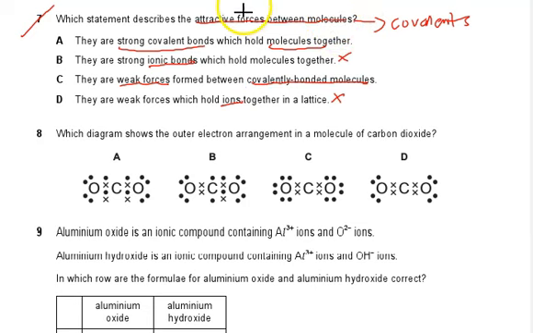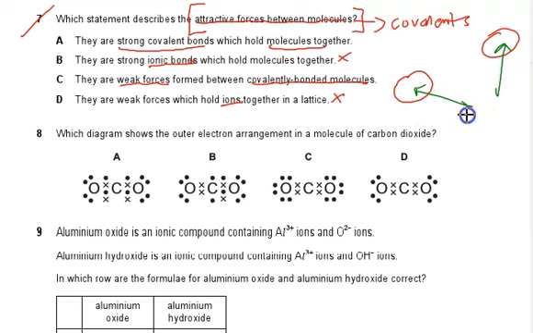Okay, so they're asking for attractive force between molecules. Let's say we have 2 molecules over here. Inside is a strong covalent bond. So when you're talking about attractive force between molecules, it means the forces between the molecules. This is normally weak.